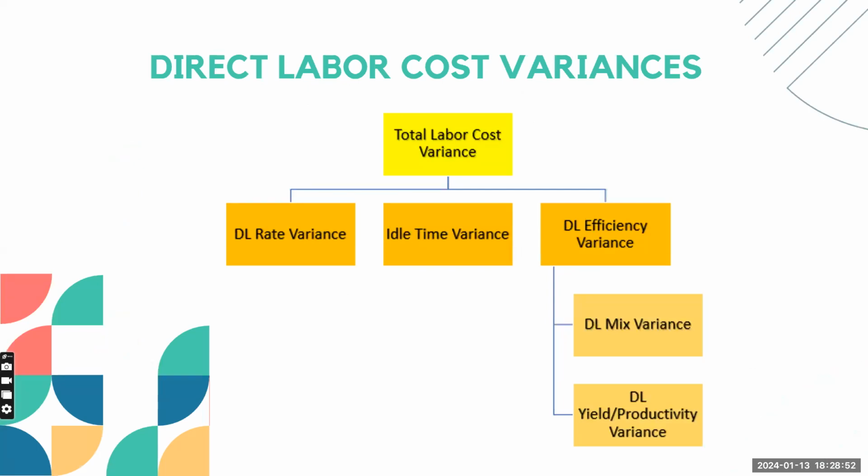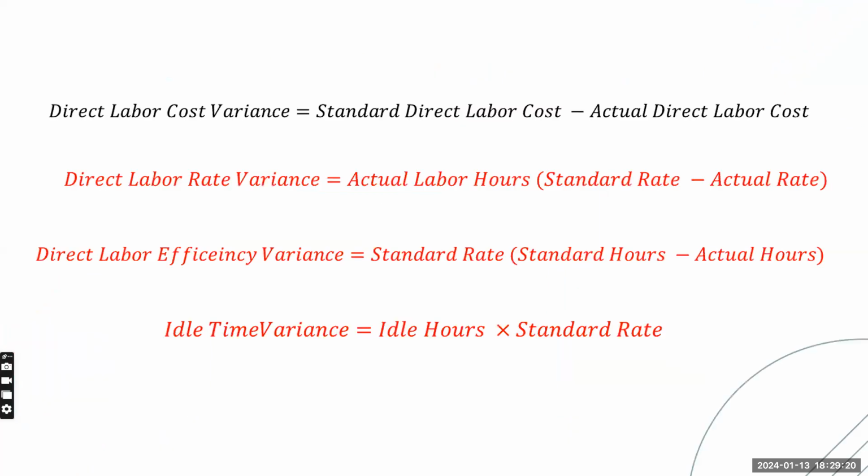So the next one we are going to talk about is the direct labor cost variance. In the direct labor cost variance, kids, we have 3. Okay? Direct labor rate variance, then we have the idle time variance and the direct labor efficiency variance. Right? Under direct labor efficiency variance we have the direct labor mix variance and the direct labor yield variance. Let's see what these variances are. See, how do we take the direct labor cost variance, kids? Standard direct labor cost minus actual direct labor cost.